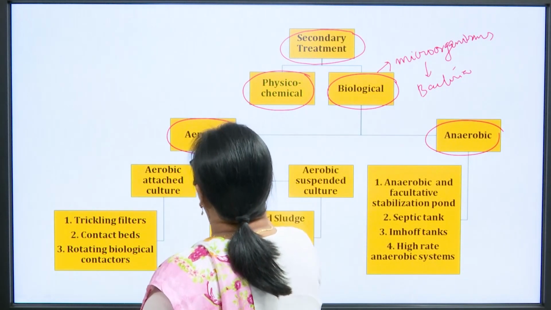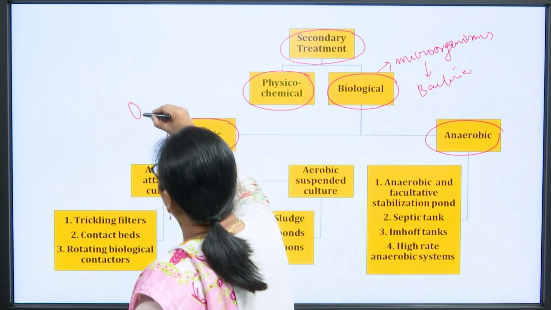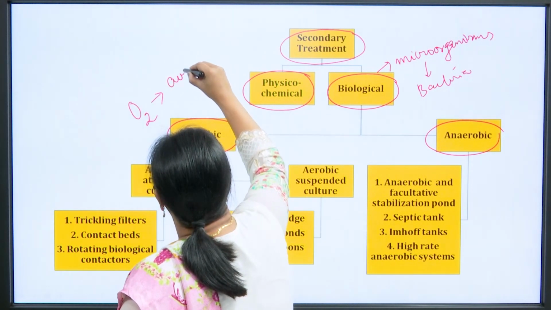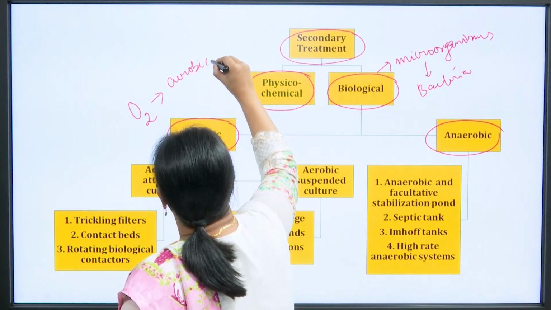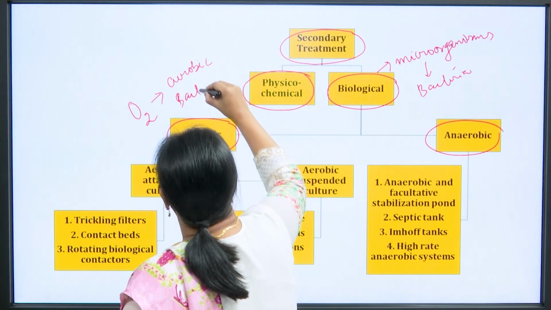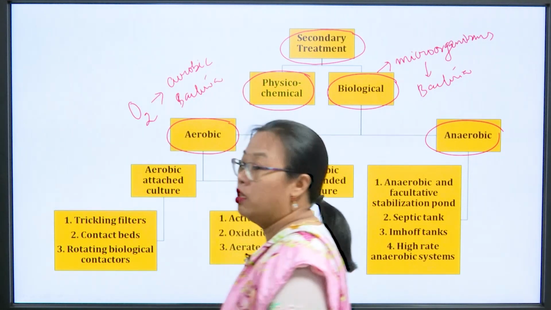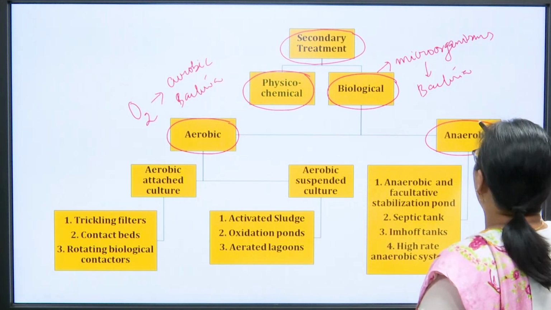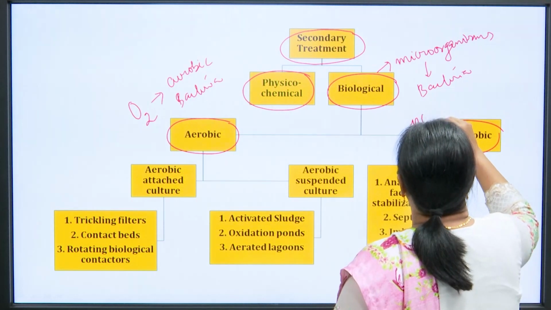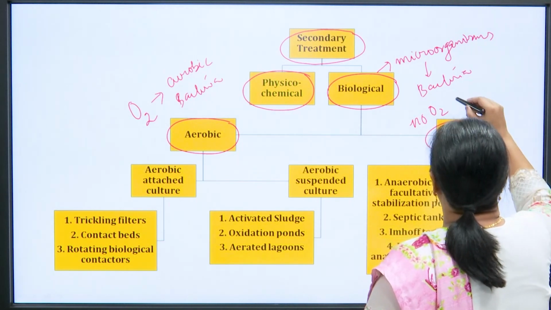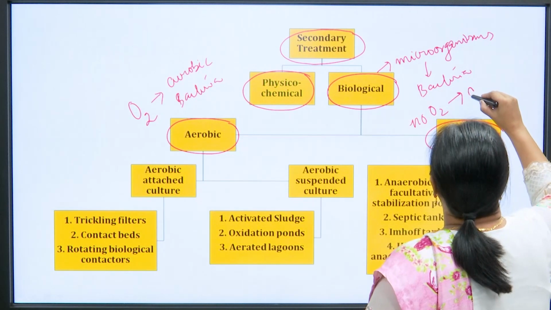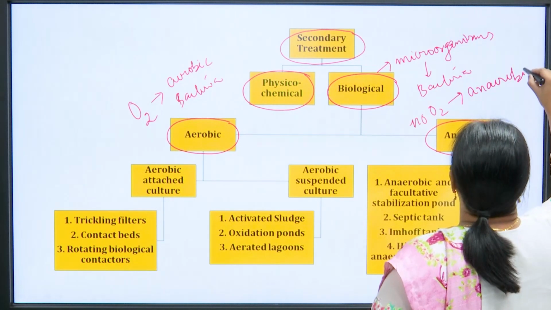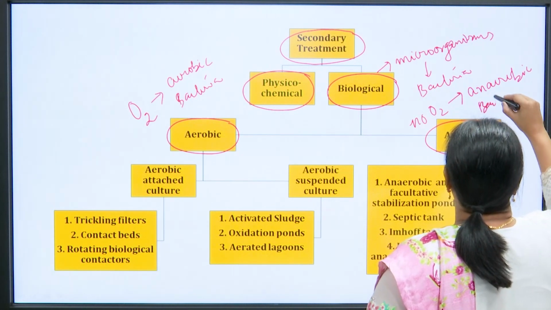So in aerobic, what will happen? Aerobic will be in the presence of oxygen, so it is done by aerobic bacteria or facultative bacteria working aerobically. And in anaerobic, we have no oxygen, in the absence of oxygen, and it is done by anaerobic bacteria, right.